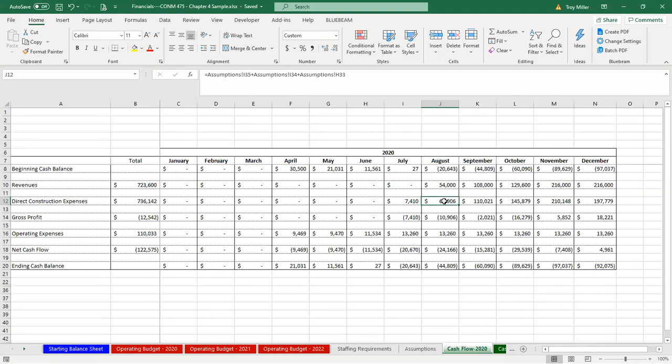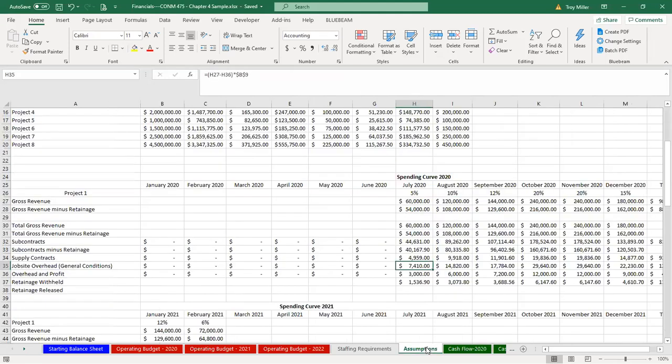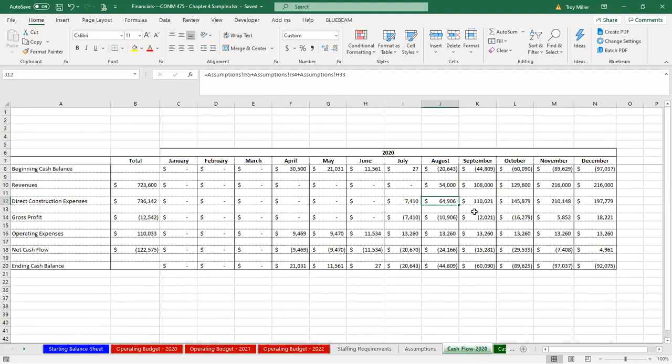So when I come over here to August, this is when I'm going to be coming back here. And if I come up here to my subcontract minus retainage, this is H33. So I just want to double check that. So H33, that's when I'm actually expensing the direct costs that I'm doing from the month before.